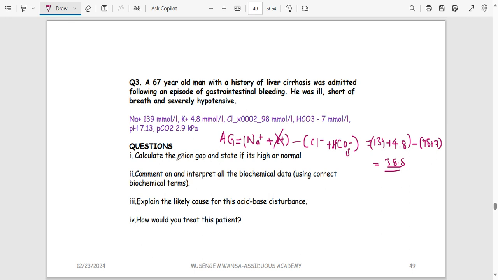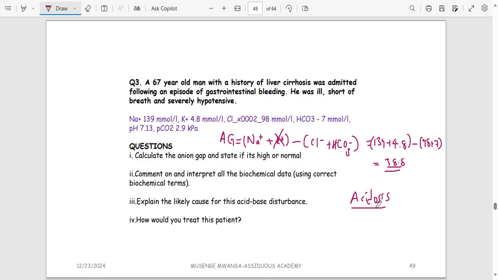Comment, so calculate the anion gap and comment on if it's high or normal. So this is high. Comment on and interpret all the biochemical data. So looking at the pH, it is 7.13. That means acidosis. And then we need to tell what type.